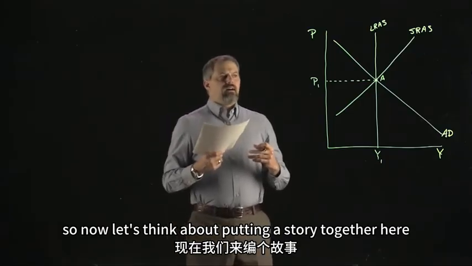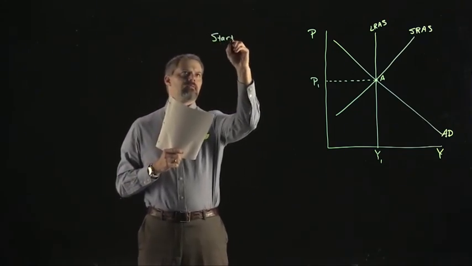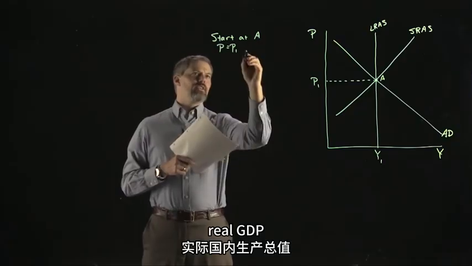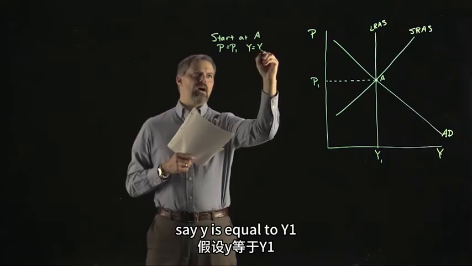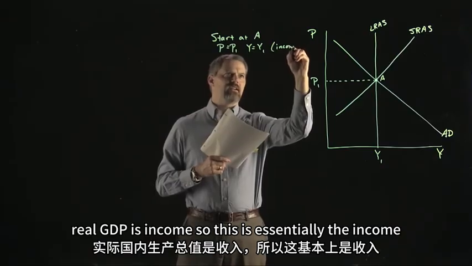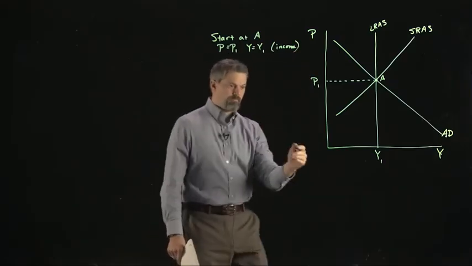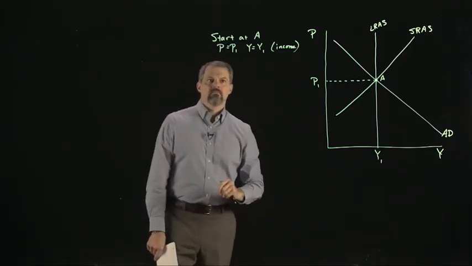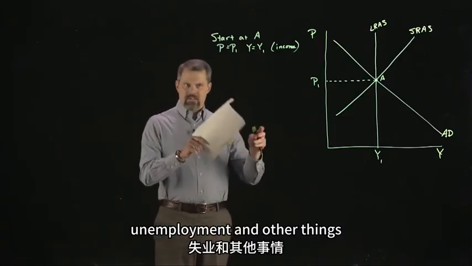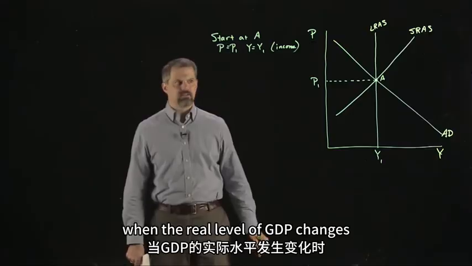So now let's think about putting a story together here. We're going to start at A. Price level is equal to P1. Real GDP, I'm going to say Y is equal to Y1. Now remember that real GDP is income. So this is essentially the income of everyone in the economy right there. Now, what's not shown on this picture is unemployment and other things, but we'll talk about how those things change when the real level of GDP changes.